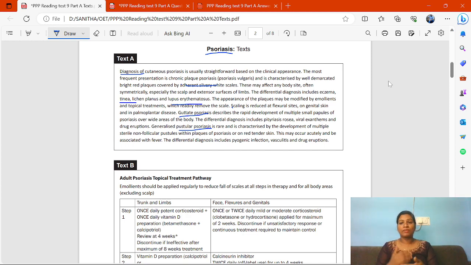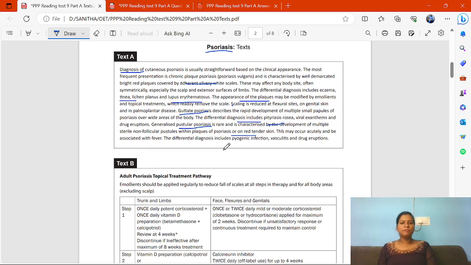If you are having difficulty understanding what text A is saying, write somewhere on the side of the question booklet or answer booklet: text A, diagnosis and signs and symptoms of psoriasis. Like that you have to write. As I already told you, you have to underline the keywords. Some keywords you will get, just make an underline, for example diagnosis.